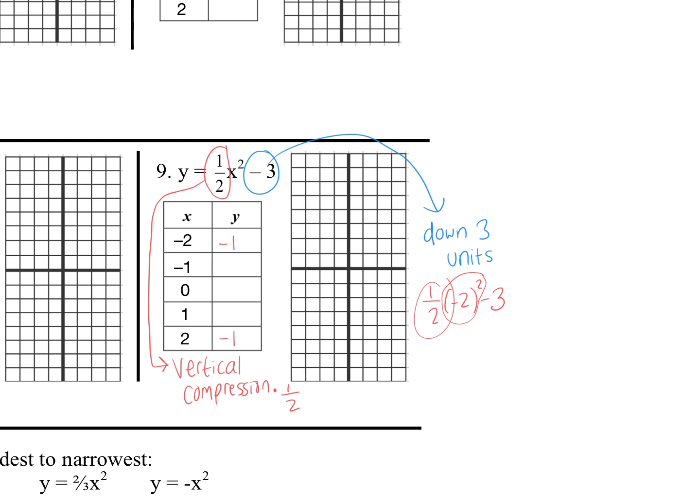When you plug in 0, remember, you're just going to get whatever value is here on this end. So this is -3. Plug in -1 or +1. Remember, you can use the calculator on this. -1 squared is +1. 1/2 times 1 is 1/2. 1/2 minus 3 is going to be -2.5.